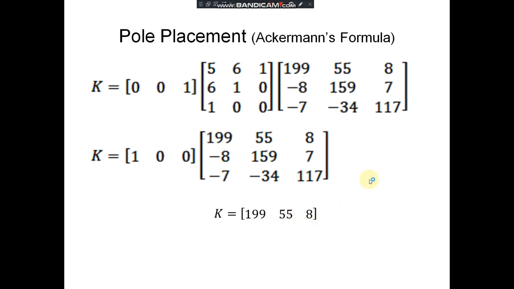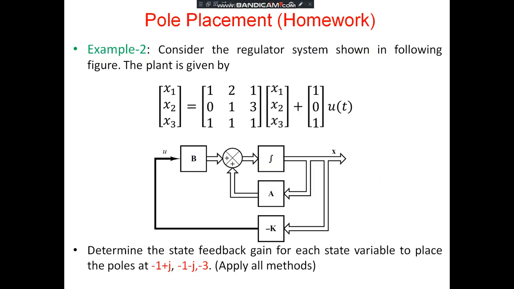So, this is how we obtain the state feedback gain matrix K with the help of Ackermann's formula. This is another example for you so that you can solve it and understand all three methods for pole placement. This example can be solved with the help of all three methods, that is the transformation matrix method, the direct substitution method, and Ackermann's formula. I hope you understand the pole placement method.